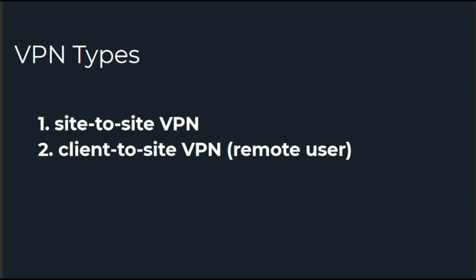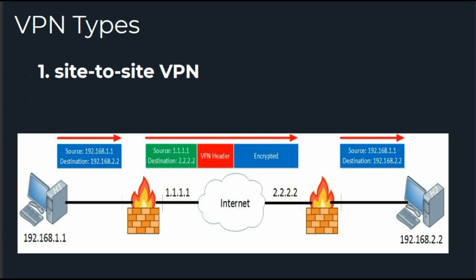VPN types. There are two types of VPN: site-to-site VPN and client-to-site VPN, also called remote user. These are the two most common VPN types we are using right now. First, site-to-site VPN. With a site-to-site VPN, we have a network device at each site. Between these two network devices, we build a VPN tunnel.